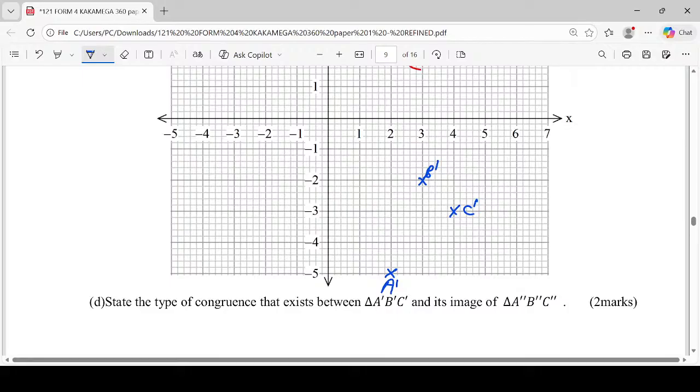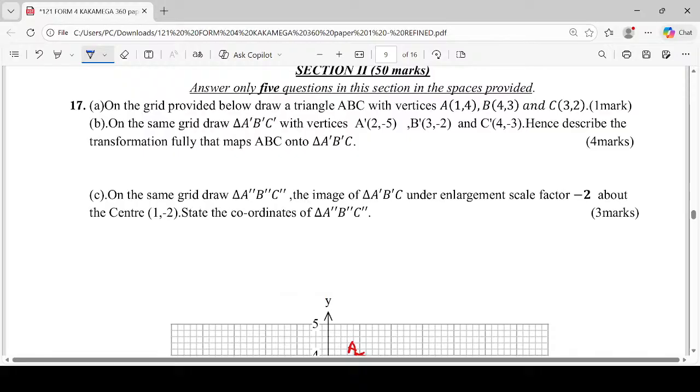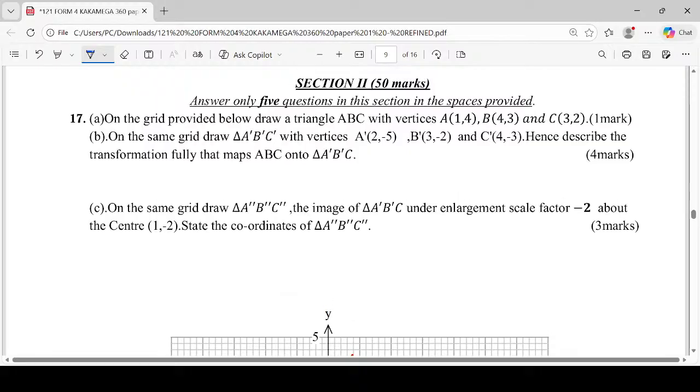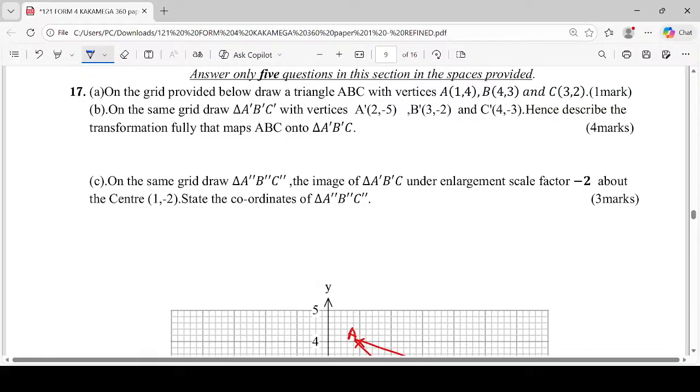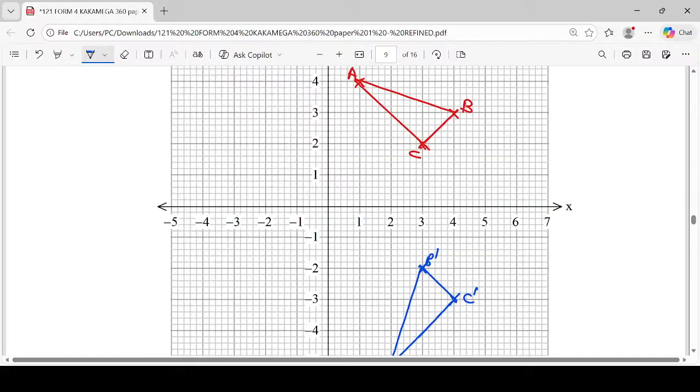So let's join and see. I'm joining my points to form the new image. So when you join, that is what you're going to obtain. Then they are saying, after drawing, hence describe the transformation that maps ABC onto A prime, B prime, C prime. When you're told to describe the transformation, let's look at it well. This is a rotation.